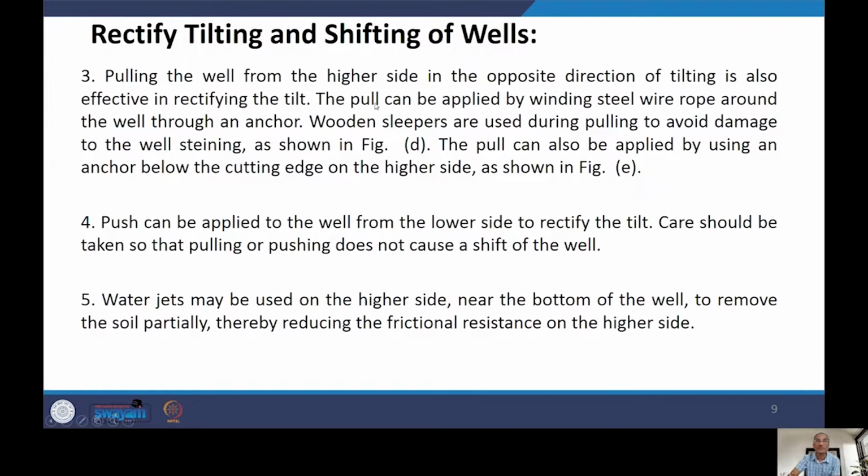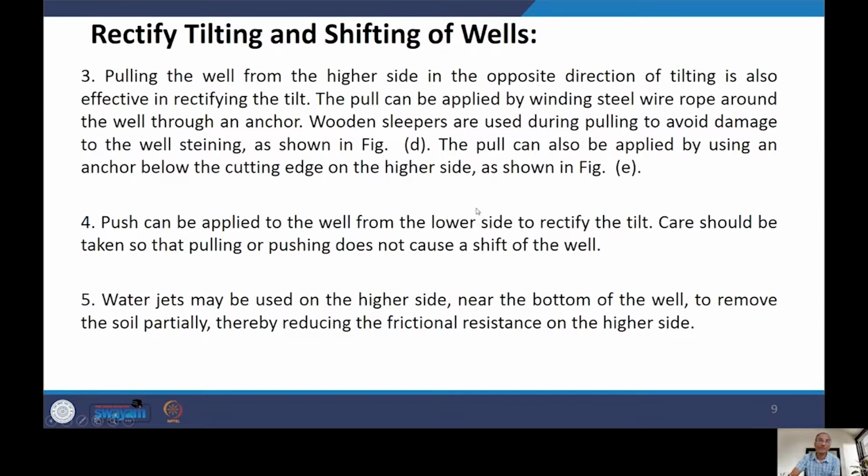So that means you need to pull it in the opposite direction. The pull can be applied by winding steel wire rope around the valve through an anchor. Wooden sleepers are used during pulling to avoid damage to the valve steining, as shown in figure D.